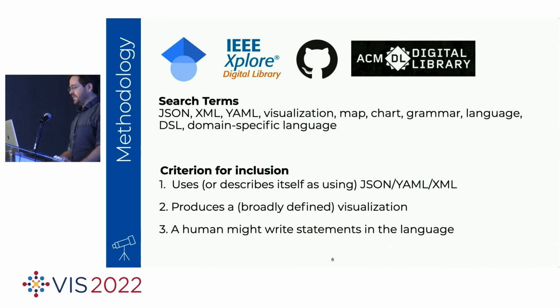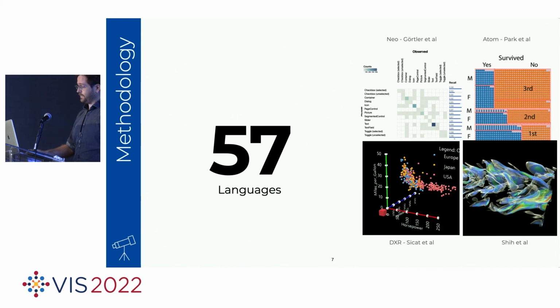We conducted our survey in a fairly standard way. We searched various academic search engines, traditional search engines, and code repositories using a variety of search terms and snowball sampled as applicable. We included a language if it uses a standard serialization language, produces a visualization, and is usable by a human. Our survey yielded 57 distinct languages, ranging across sources, topics, domains, and a wide variety of other characteristics.